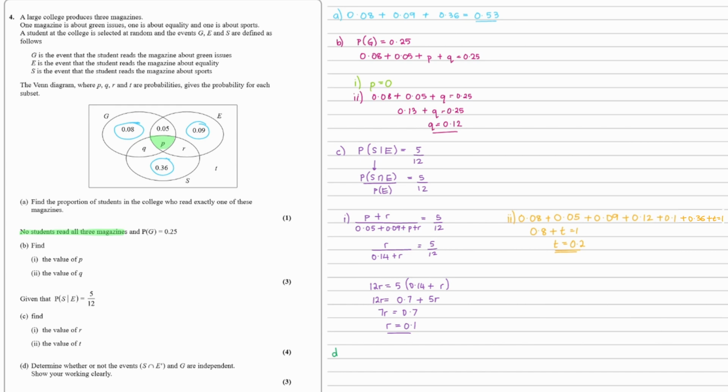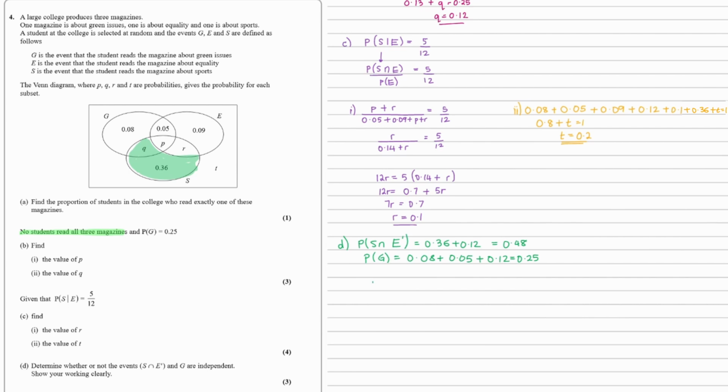Part D says, determine whether or not the events S intersects E dash and G are independent. Show your working clearly. So to find the probability of S intersecting E dash, we would be looking at this section, which is S, but not intersecting with E. So to find that, we would do 0.36 plus Q, which is 0.12, and that gives us 0.48. To find the probability of G, we would have to add all the numbers in the set of G, which is 0.08 plus 0.05. P is 0, but Q is 0.12, and these give us a value of 0.25.